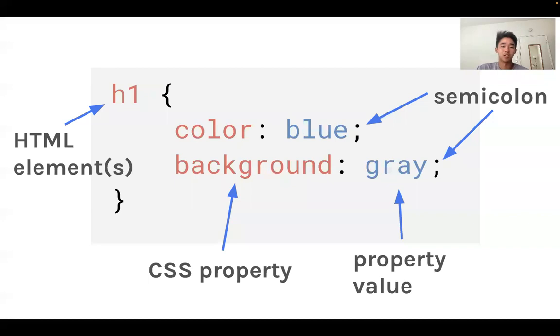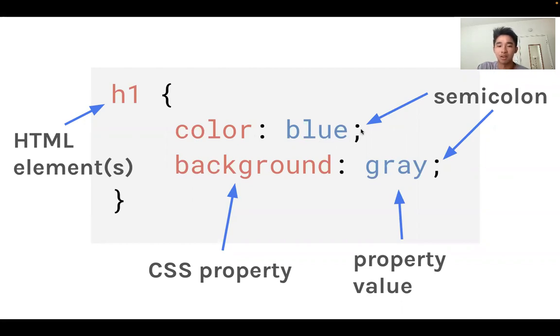So basically, this might look a little bit intimidating, but it reads similar to English, where H1 is one of the HTML elements that you're trying to style. As you remember last week, we talked about header tags. So H1 is one of the header tags. And within these curly braces, we have the CSS properties. So for example, if you want to change the text color to blue, you put color, which is the CSS property, and then the property value of blue.